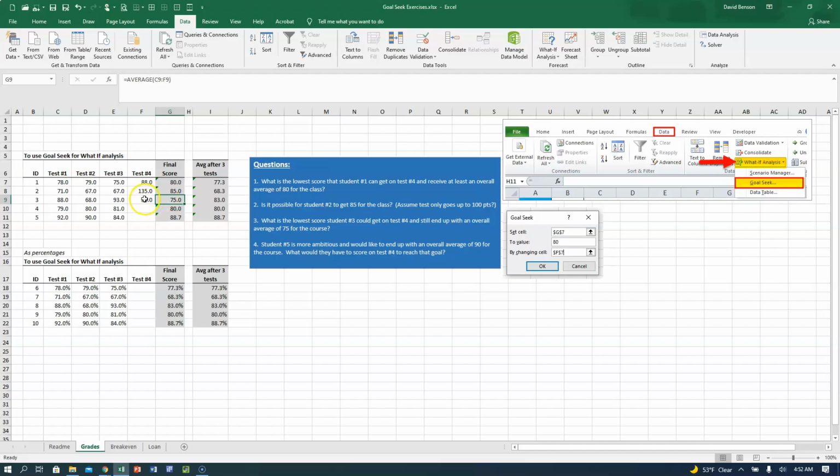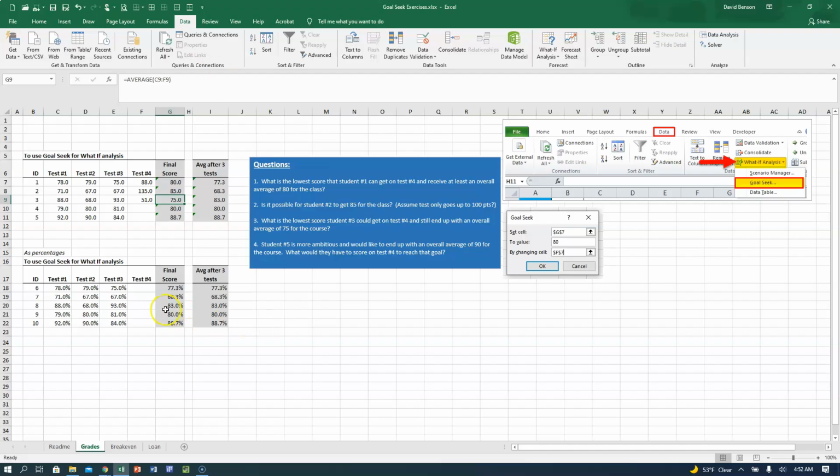Okay, so even though it had a higher number, Excel can find something lower. And so this is actually the minimum. So this person could get like 51.5 points on the final out of 100, so 51%, and still end up with a 75. Okay, so that one, I think you can see how it does it.